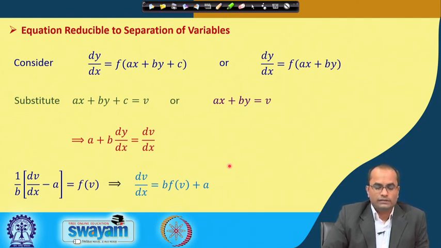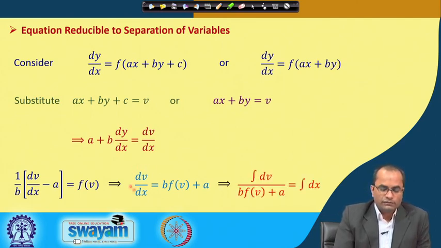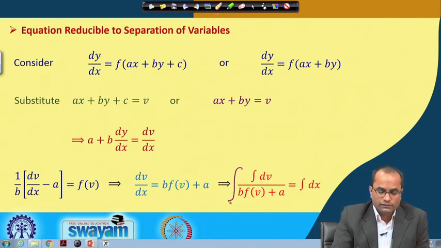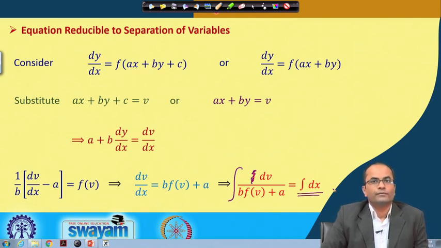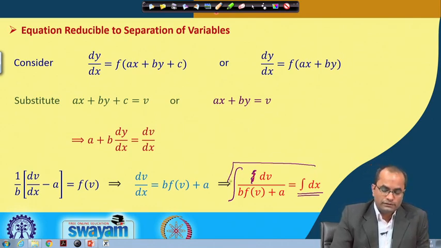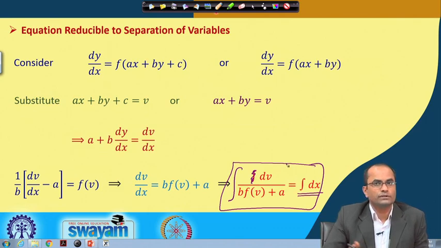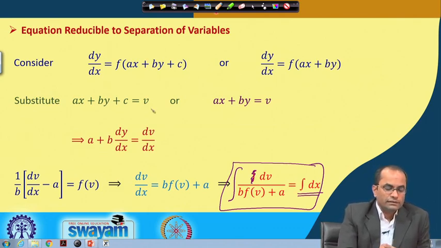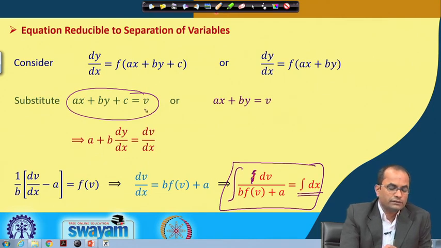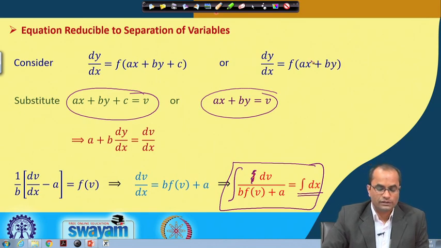So we have this separable form, which we can integrate: the integral of 1 over b f of v plus a with respect to v, and the right hand side will be the integral of dx. So we have the solution. After getting the solution in terms of v, we can again substitute v equal to ax plus by plus c, or ax plus by, depending on the situation of the given differential equation. So we can write down the final solution again in terms of y.